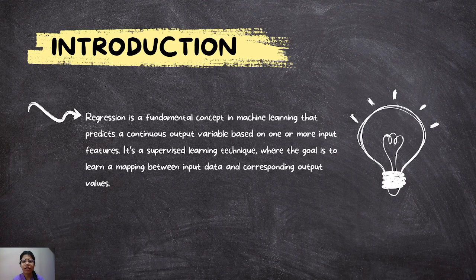Regression is a fundamental concept in machine learning that predicts a continuous output variable based on one or more input features. It's a supervised learning technique where the goal is to learn or map the relationship between the input data and the corresponding output values. So basically, it provides a continuous value.